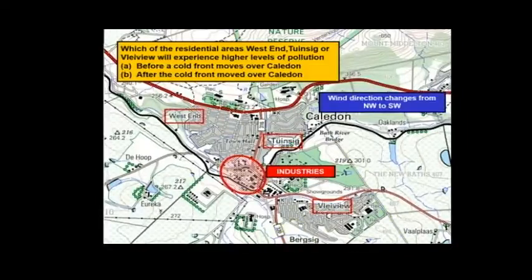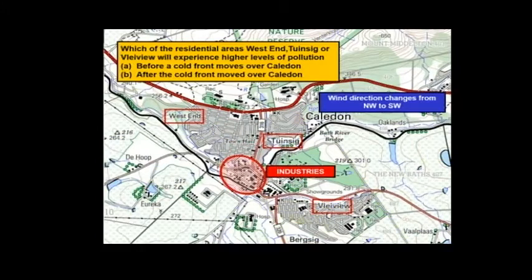So, let us see what happens. The first thing that you know is the temperature drops. Am I right? The cloud cover will increase. It will start to rain. But the most important thing has to do with wind direction. What is that? The wind direction changes from northwest to southwest. Now, if you didn't know that, you couldn't answer this question.